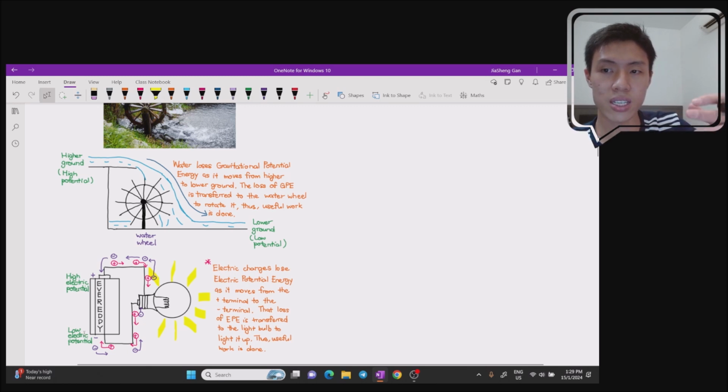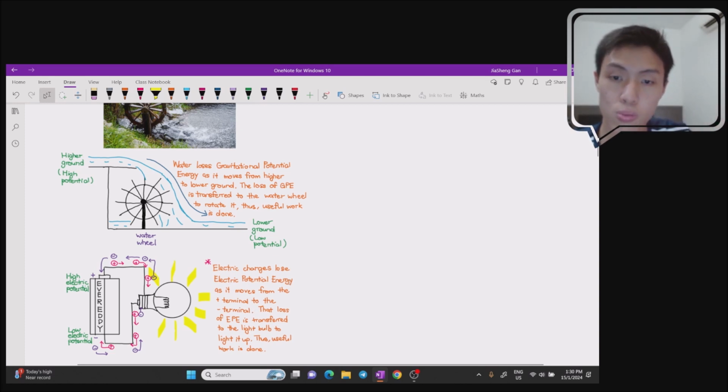You do not need any kind of external source of energy for it to happen. Things naturally fall from higher ground to lower ground. You don't need any hand to push the water to a lower ground, right? Same idea over here. These positive charges don't need any kind of external motivation to push them from a higher electric potential region to a lower electric potential region. It happens automatically. Okay, so when it moves to the negative terminal, you lose electric potential energy.